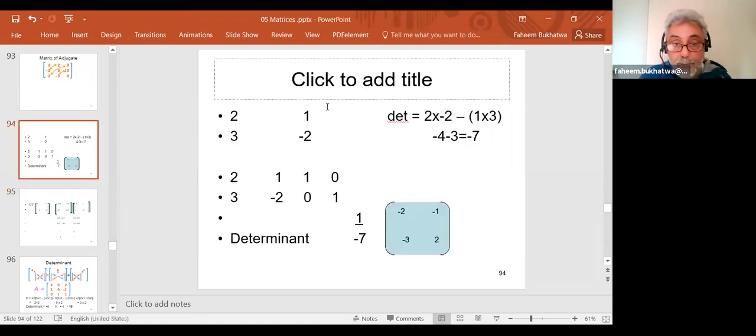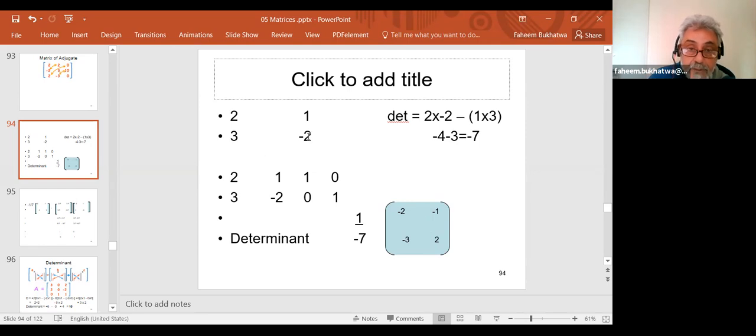So working out the inverse for this one here, 2, 1, 3, minus 2, we worked out the determinant, which is 2 times minus 2, which is minus 4, minus 3 times 1, which is minus 4 minus 3 is minus 7. So the determinant is minus 7. To work out the inverse, it's 1 over the determinant multiplied by the adjugate of the matrix.